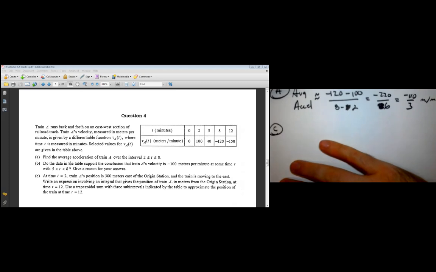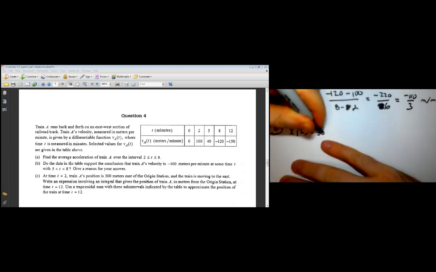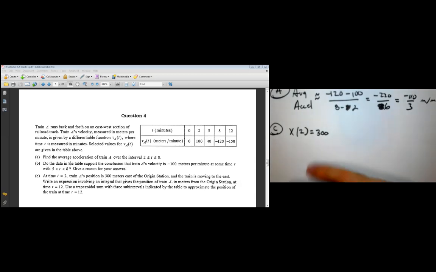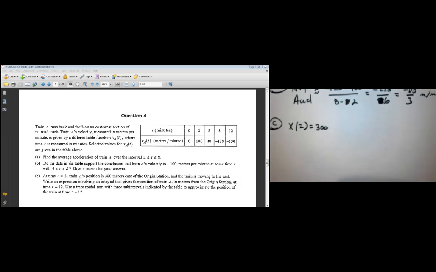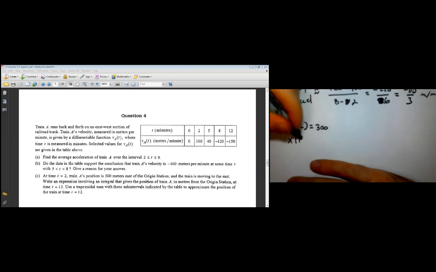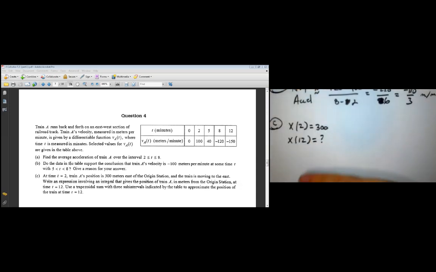F of 2 equals 300. Very close. Instead of F, what do we use for position? What letter? Yeah, x. So x of 2 is 300. Got it. All right, we keep reading. Write an expression that gives the position of train A at t equals 12. Does that make sense, that the answer to this question is x of 12 equals what? That's what we're hunting. That's what we're trying to find out.